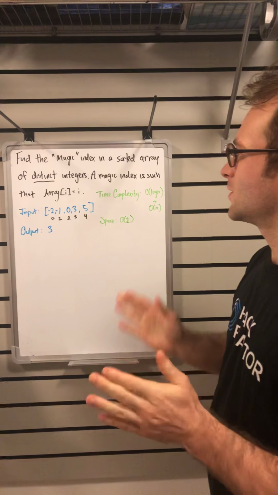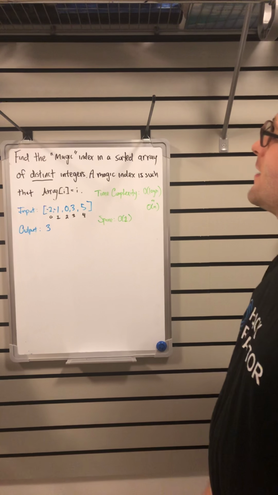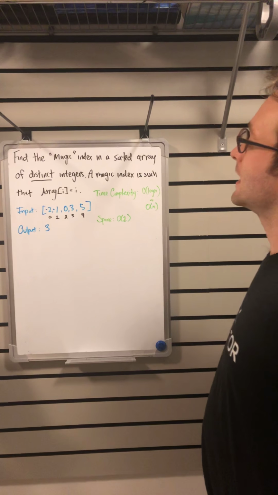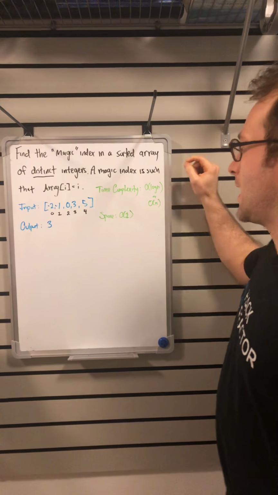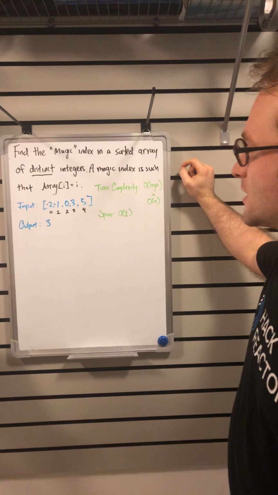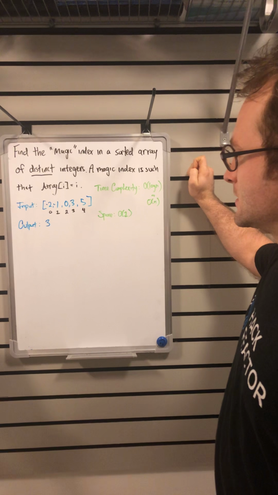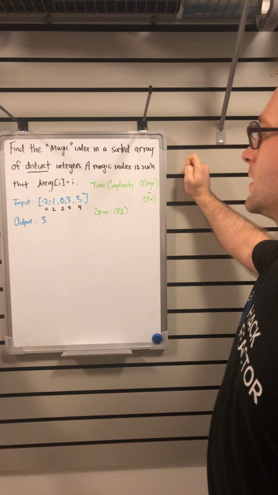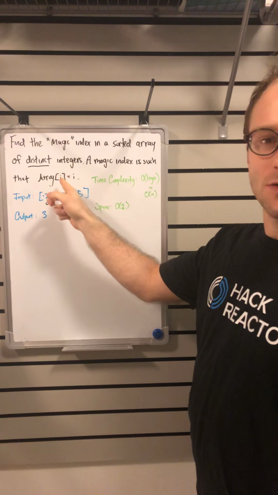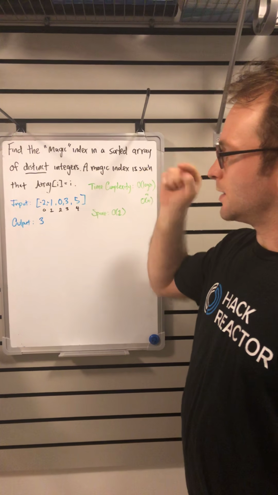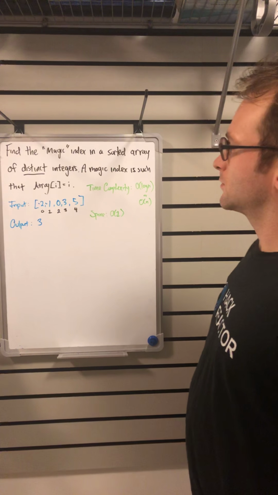Alright, so what does the problem ask us for? It asks us to find the magic index in a sorted array of distinct integers. A magic index is such that the array at the given index is equal to the given index. Basically, the element in this array is equal to its index. That's a magic index. Okay, cool.